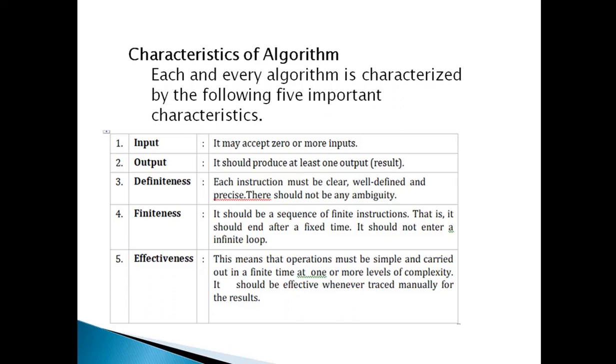And the third one is definiteness. Each instruction must be clear. Definiteness means it should be clear, well defined and precise. That is the meaning of definiteness. There should not be any ambiguity.